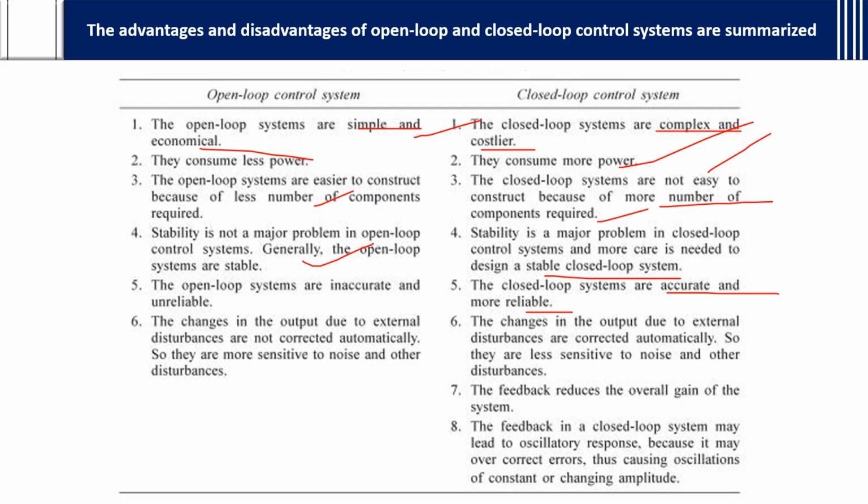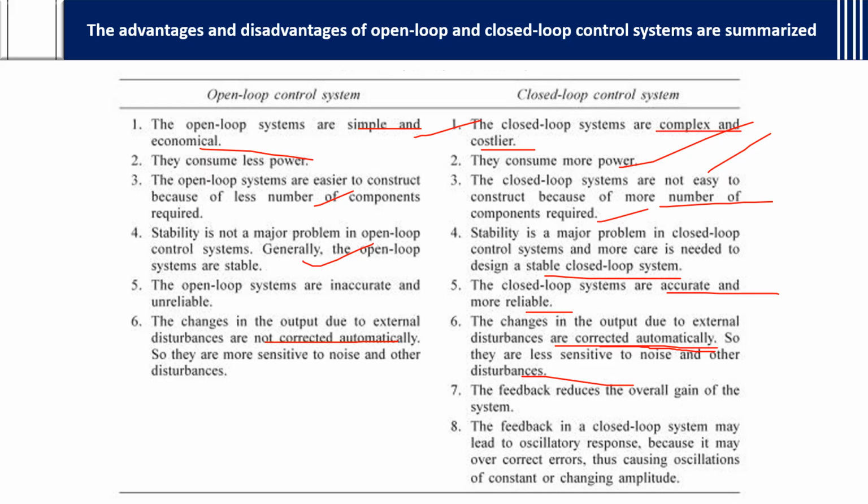Why? Because it is going to check the exactness of the cleanliness or traffic density, anything maybe. It is going to check the exactness, so accuracy is very important in closed loop control systems. The changes in the output due to external disturbances are corrected automatically. There it is not corrected automatically, here they are corrected automatically. So they are less sensitive to noise and other disturbances.